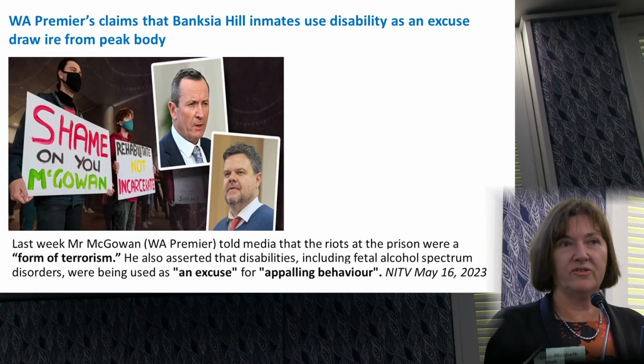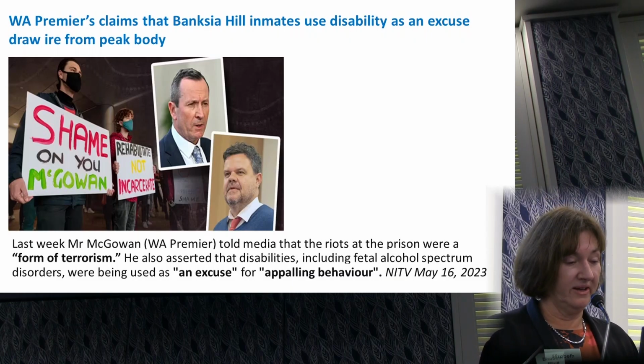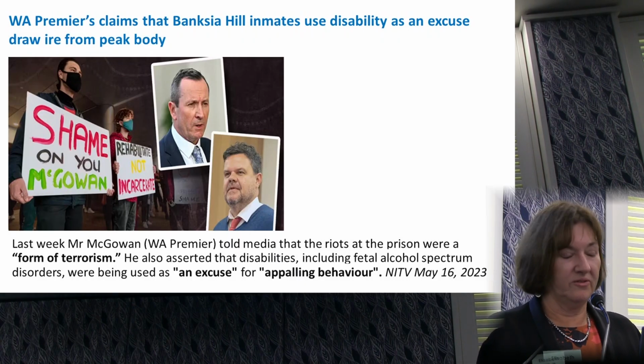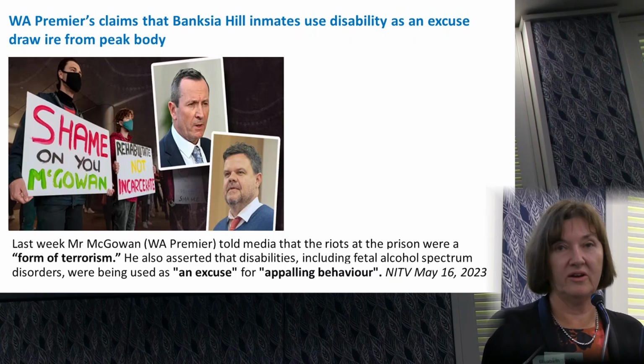So, you know, these children are going into the justice system disadvantaged, and we're actually punishing them further in the justice system, denying them their human rights. In fact, you may have read the Western Australia Premier's response to the riots that occurred at Banksia Hill. He told the media that the riots at the prison were a form of terrorism. This is a child's prison. He also asserted that disabilities, including fetal alcohol spectrum disorder, were being used as an excuse for appalling behaviour.